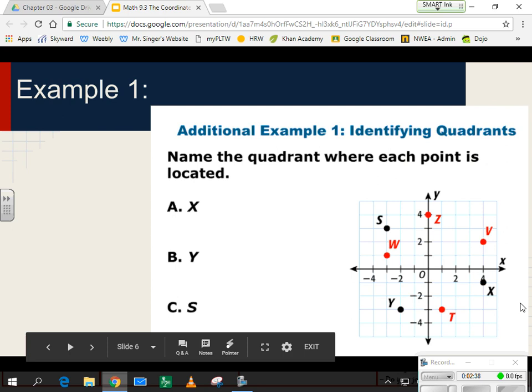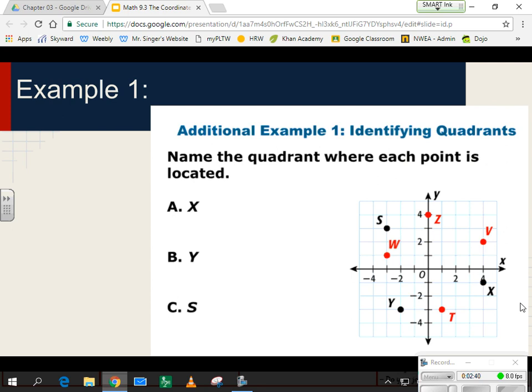Okay, so let's actually start to work in here. Let's identify quadrants. Let's see how good you are at identifying this. It says that we need to name the quadrant where each point is located. So we have X, Y, and S. They are black dots and letters on the grid. If you remember, it goes in counterclockwise fashion: 1, 2, I'm using Roman numerals here, 3, and 4. So first thing you have to do is find X. I'm going to use blue for this. Here's X. Which quadrant is that in? That's the bottom right, so that'd be 4.